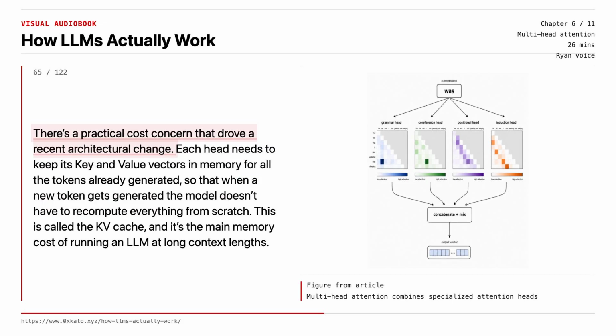There's a practical cost concern that drove a recent architectural change. Each head needs to keep its key and value vectors in memory for all the tokens already generated, so that when a new token gets generated, the model doesn't have to recompute everything from scratch. This is called the KV cache, and it's the main memory cost of running an LLM at long context lengths.